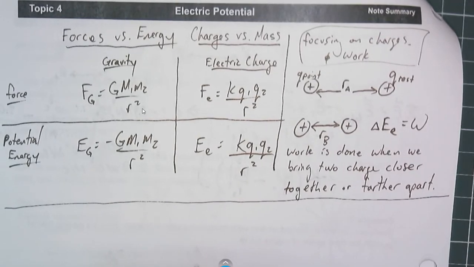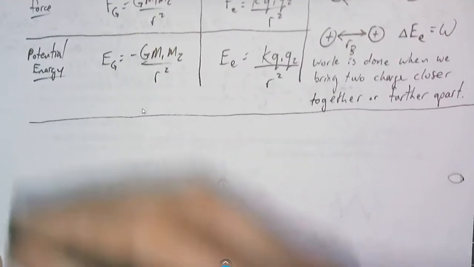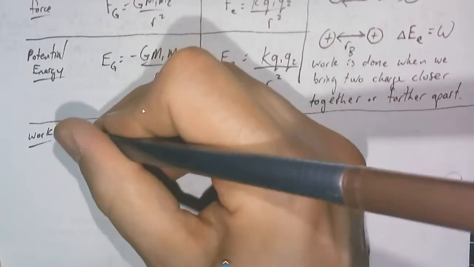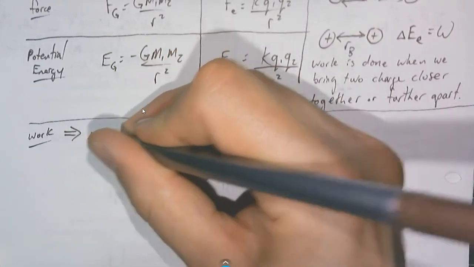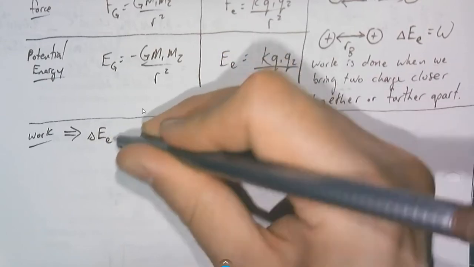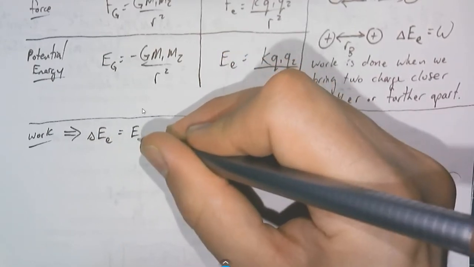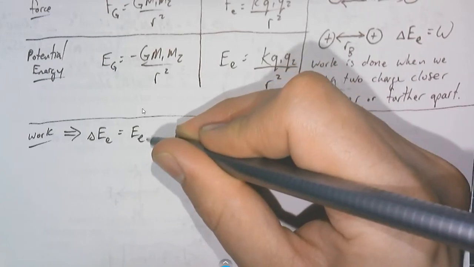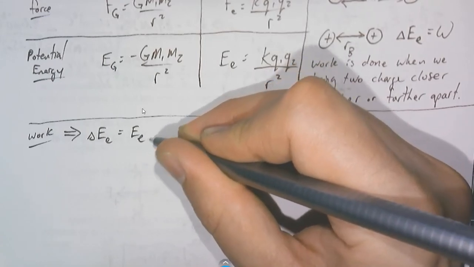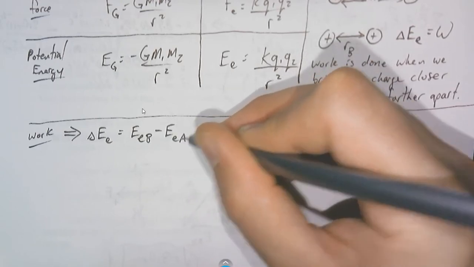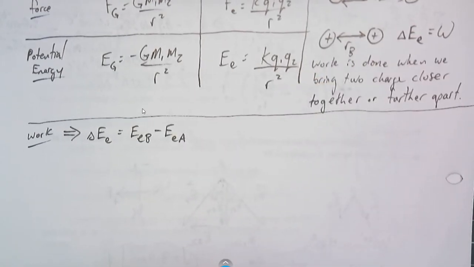So moving on with this idea of work, I'm going to make a little jot over here. We're thinking about work. And as we think about work, we know that if it's a change in electric potential energy, then that would be electric potential energy. Well, I guess I've called it position A and B in that previous little example. So let's call it electric potential energy B minus electric potential energy A. And I'm using A's and B's for my initial and final here.